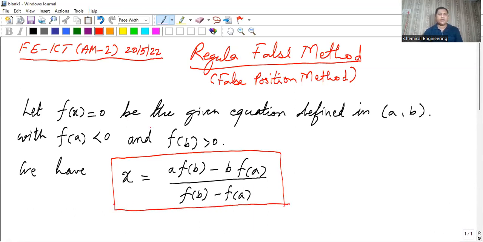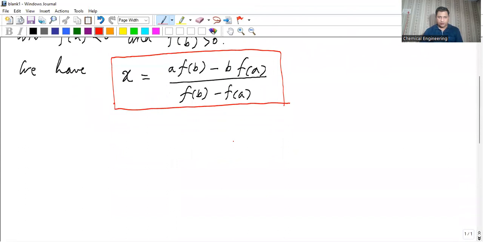You can see what we need here: we need a, we need b, we need f of a and f of b. These four values are needed to find the next iteration. This will be clearer when we go through the example. Is there any doubt in this method?